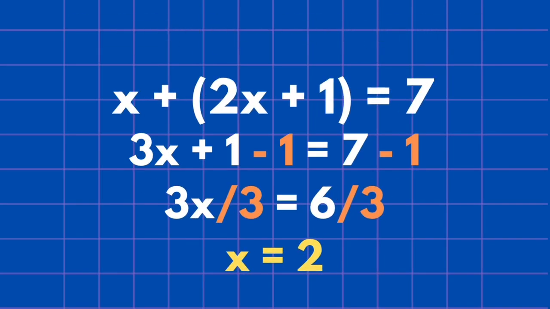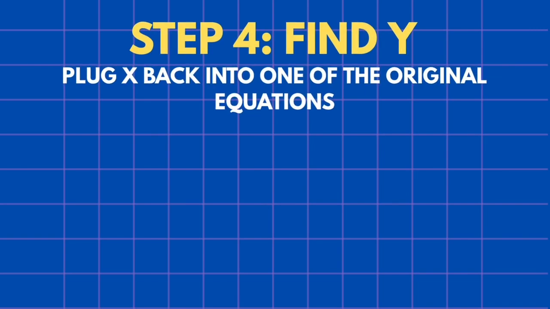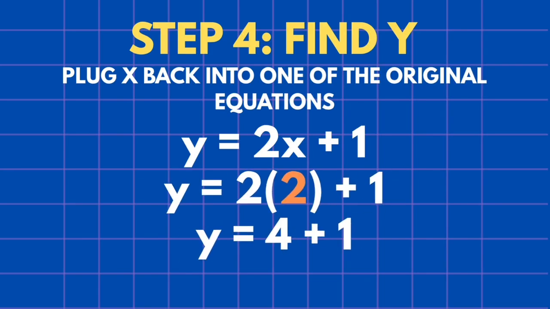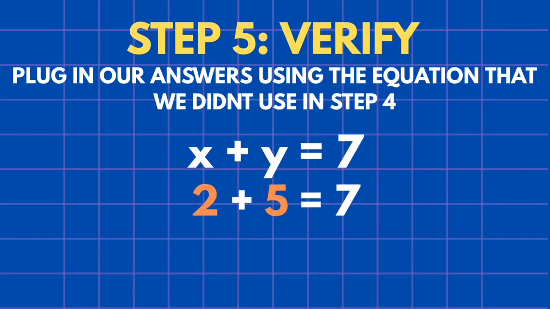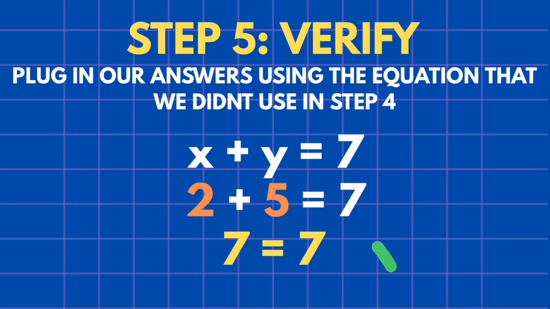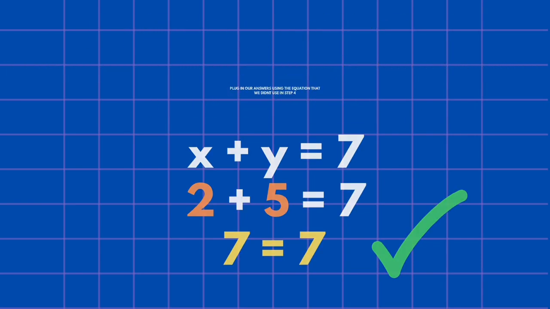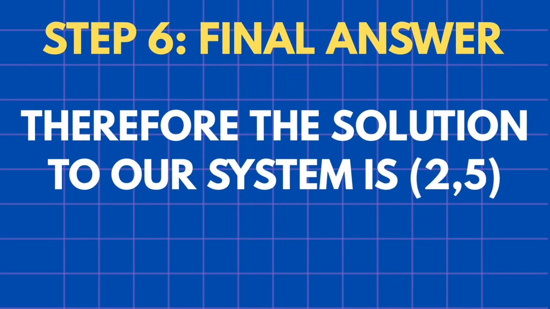Now that we know what x is, we can move on to step 4. We can now substitute x back into either original equation to find our value for y. We get y is equal to 2 times 2 plus 1, giving us a value of y equal to 5. Our last step is to verify our answer is correct. This is a habit that will save you from small mistakes. Using our other equation, x plus y is equal to 7, we substitute our x and y values that we just found and see that the left side equals the right side, telling us that we are correct. For our final answer, we can say that the solution to our system is the point (2, 5).